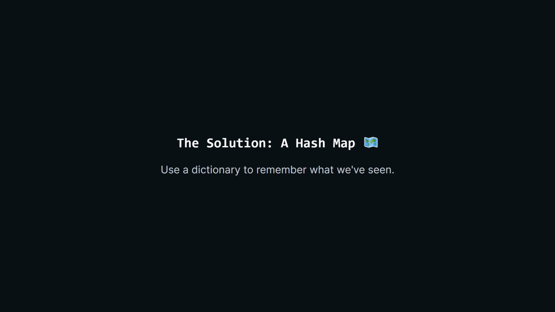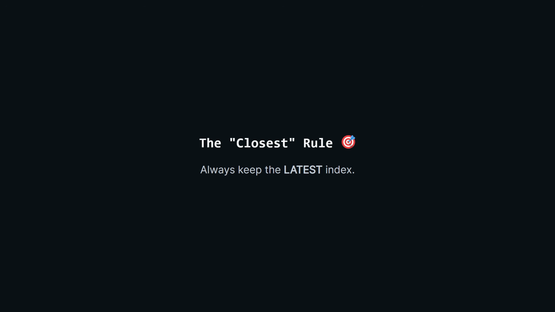Instead, we can use a dictionary or a hash map to remember what we've seen as we walk through the list just one time. Think of this dictionary as a wanted poster. When we look at a number, we figure out what its backwards mirror partner would be, and we write that down along with our current position. If we end up seeing the same wanted number multiple times, we always update our dictionary with the newest, closest position. This guarantees we always find the absolute shortest distance later on.